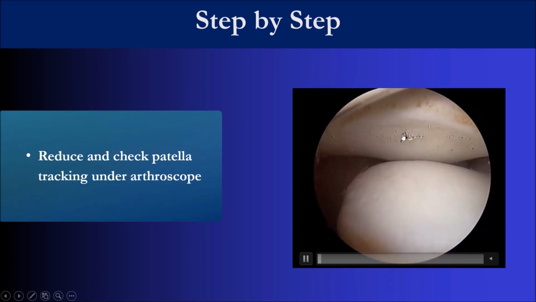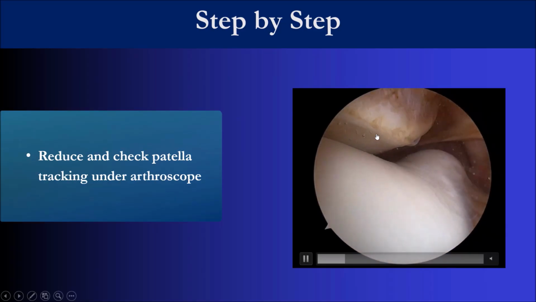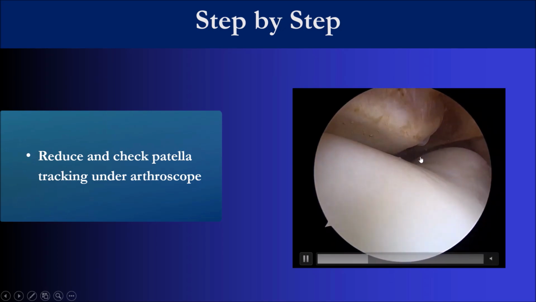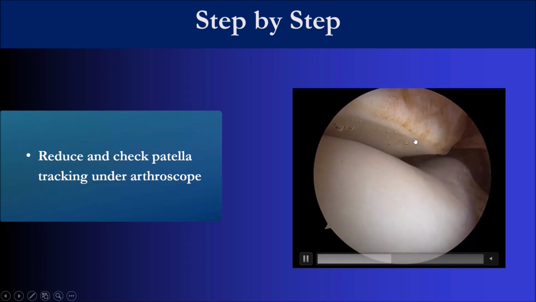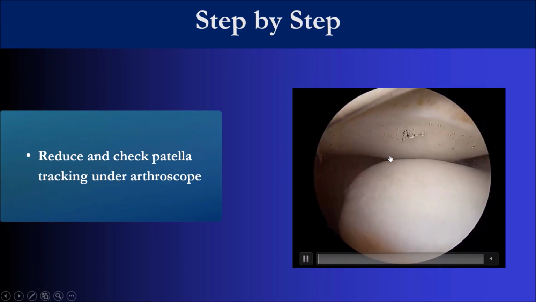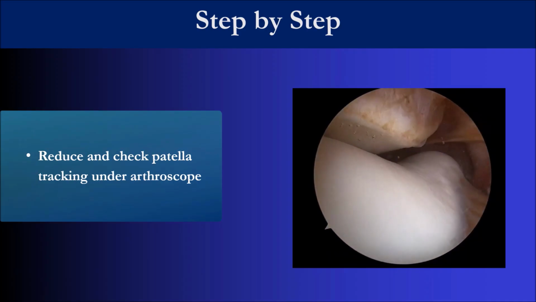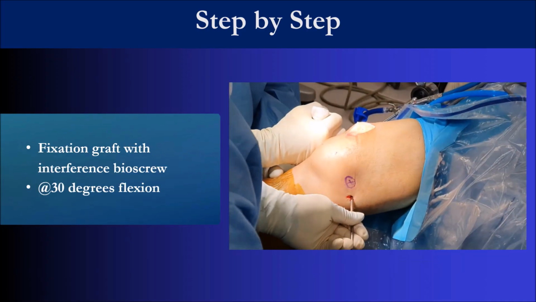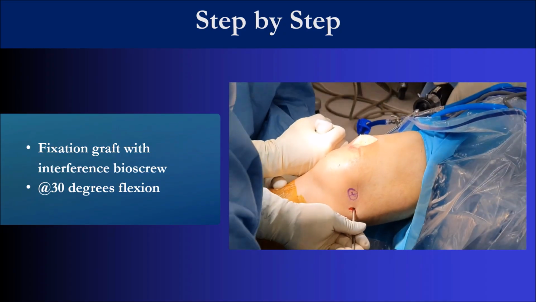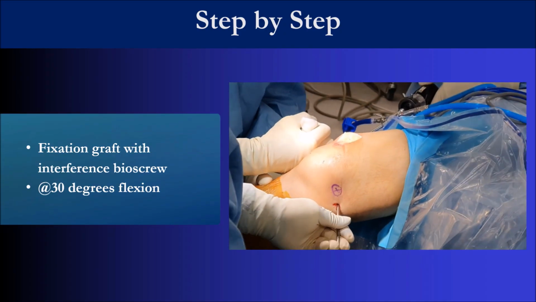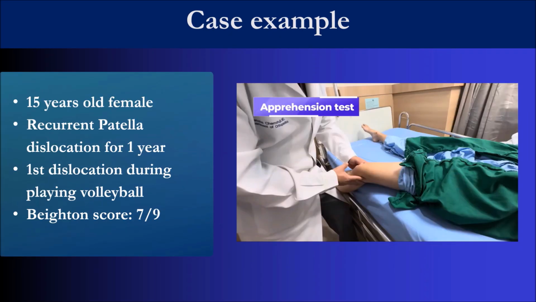And then you also check your patella alignment after you put this fixation. Your patella should be in the center like this. So always put the camera in the joint to check the patella, okay? And fix the screw at 30 degrees, okay? Not in extension. You should fix it about 30 to 45 degrees, okay?